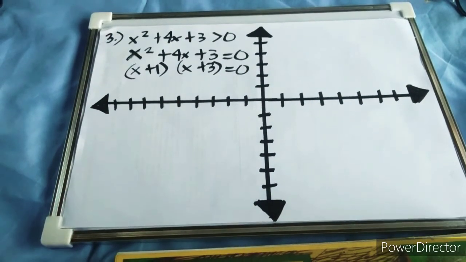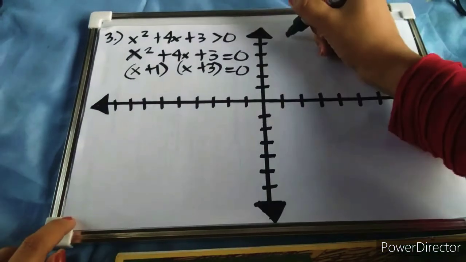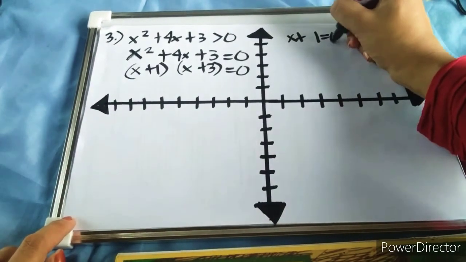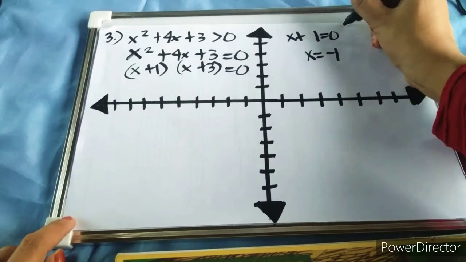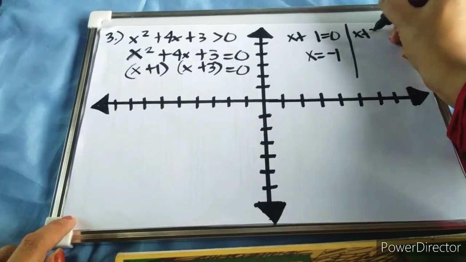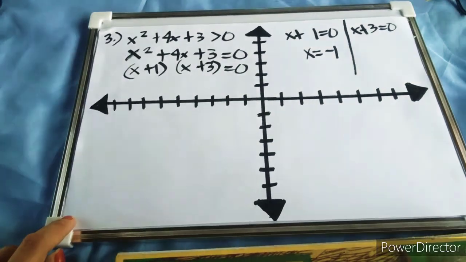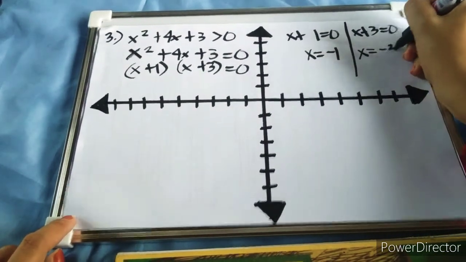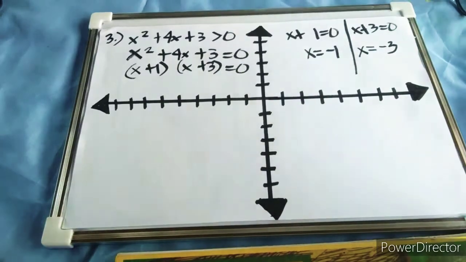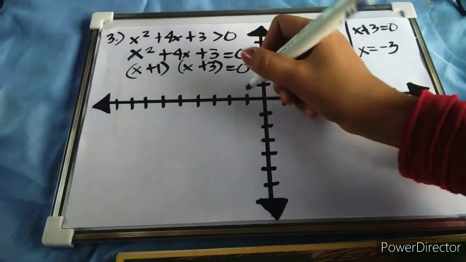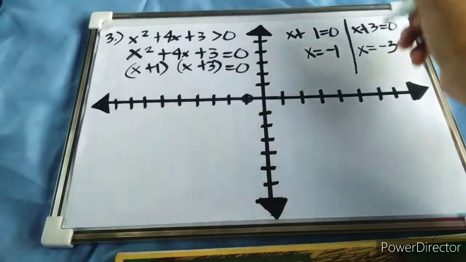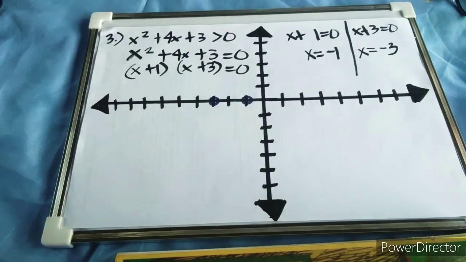And after that, equate each factor to 0. So, we have x plus 1 is equal to 0. So, we have x is equal to negative 1. And we have another one, x plus 3 is equal to 0. So, we have x is equal to negative 3. So, negative 1 and negative 3 are located on the negative x-axis. So, we'll have this negative 1, this 1, and then negative 3 is ito. And after that, connect the 2 points forming a parabola opening upward.